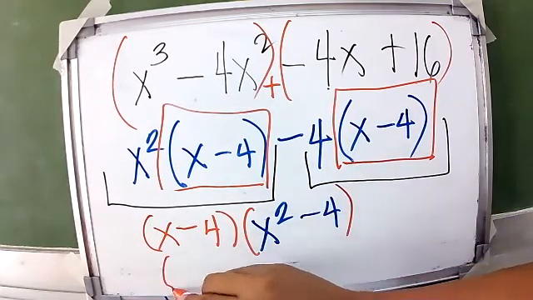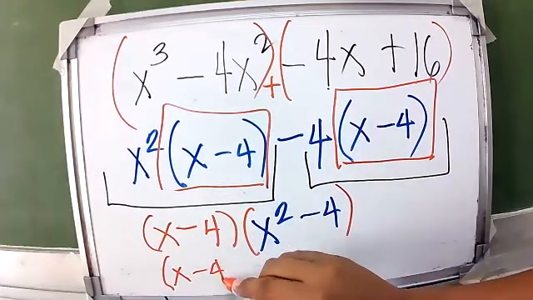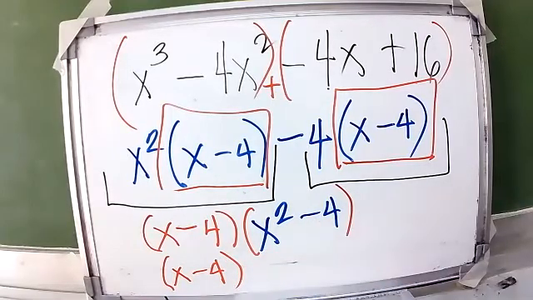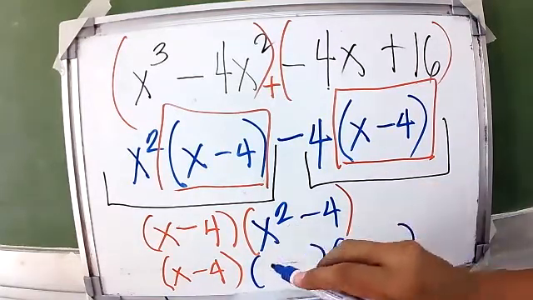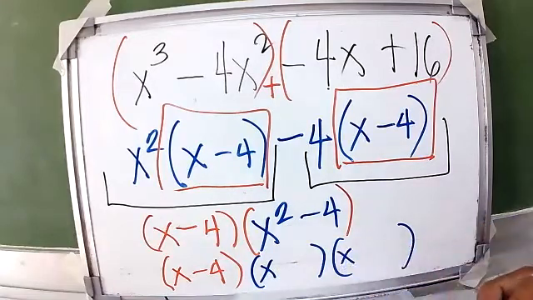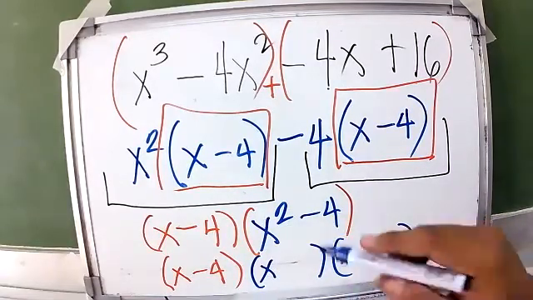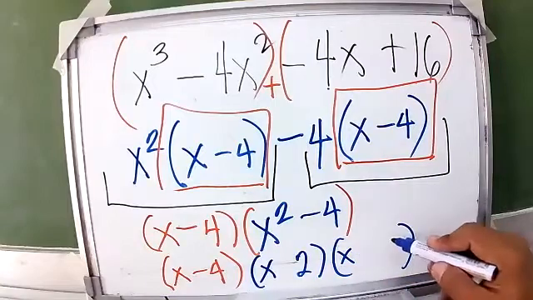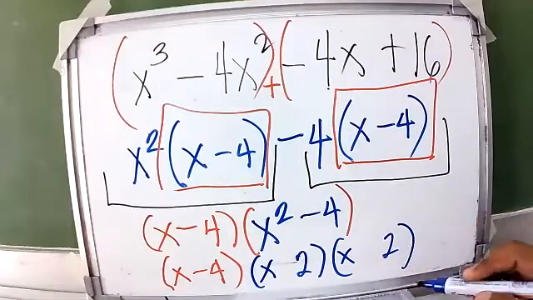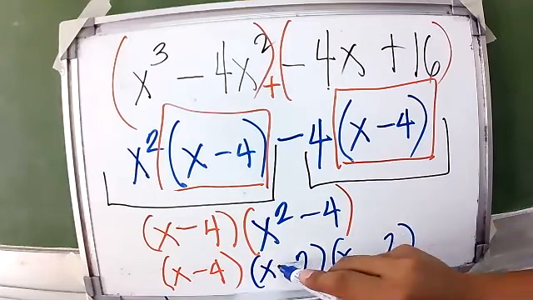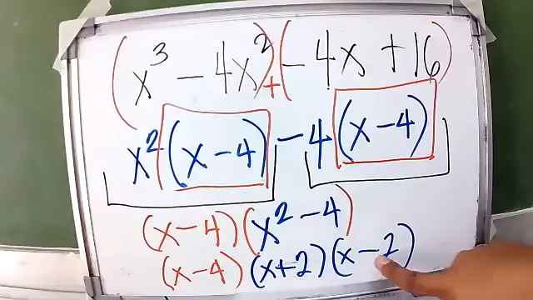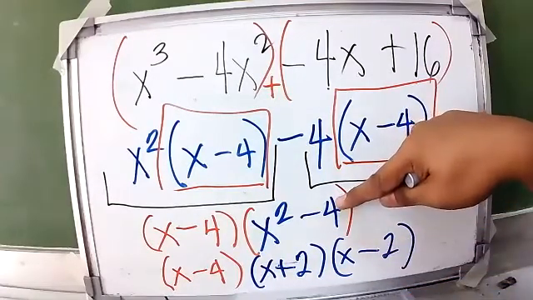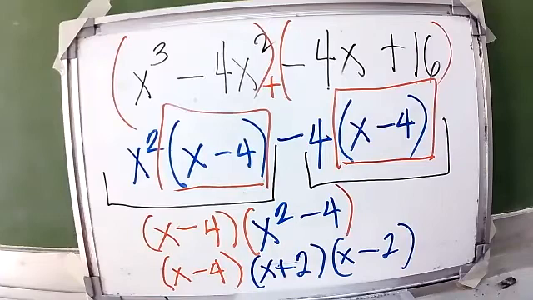In that case, this becomes x minus 4. And then, this is difference of two squares. So this can be factored as factors of x squared, that's x and x. Factors of 4, that's 2 and 2. And for the difference of two squares, one should be positive, one should be negative, because positive 2 times negative 2 is a negative 4. Okay?